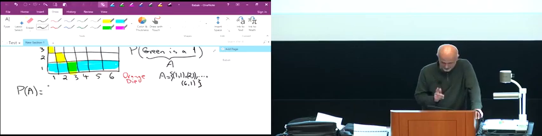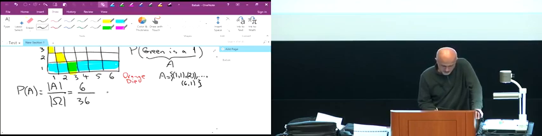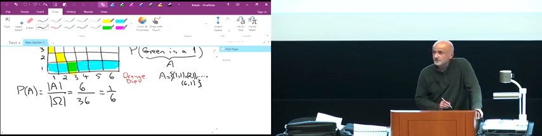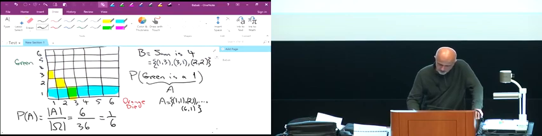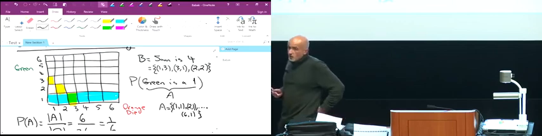Help me out here. What is the numerator? 6, which is the size of A, over the size of omega. Size of A is 6, omega is 36, so it's 1/6. But now I've given you partial information about the outcome. I've told you that the sum of the 2 rolls is 4.